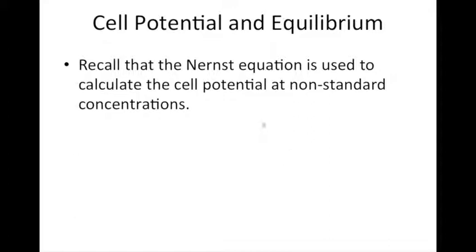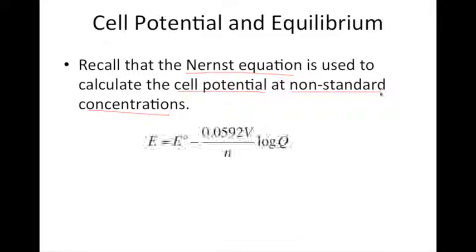So recall from a previous discussion that we talked about the Nernst equation, and the Nernst equation is used to calculate the cell potential when we have concentrations of reactants or products that are non-standard. The Nernst equation looks like this. Here we have our cell potential, and we relate that to Q, where our Q concentrations of reactants or products are something other than 1 molar.